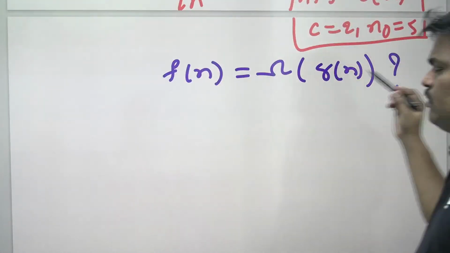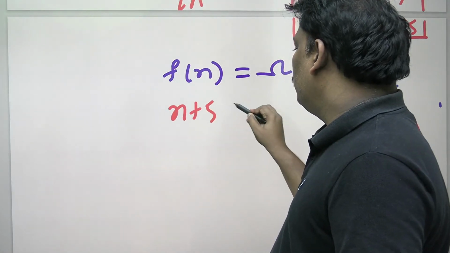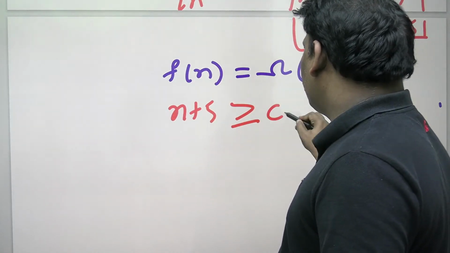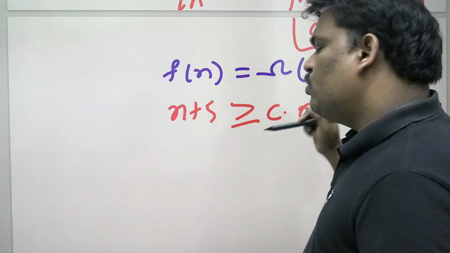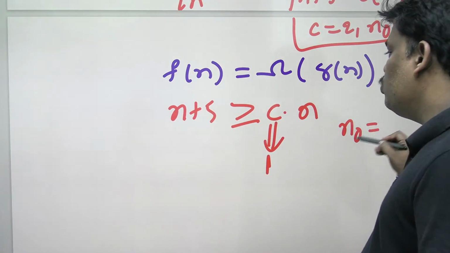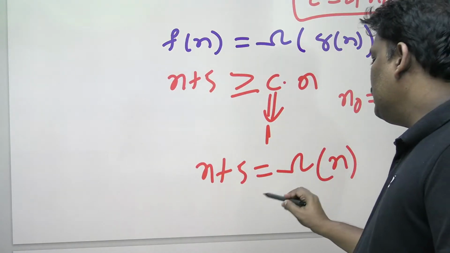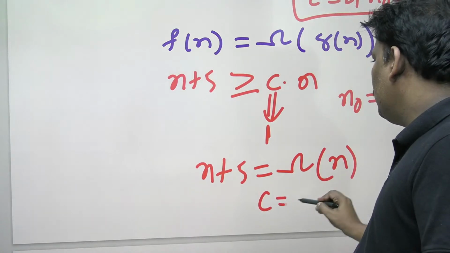Let's try this. Listen everyone, this is n plus 5. Omega means greater than or equal to some c into g of n, which is n. To be frank, comparing left and right, who is bigger? The left value. From which place onwards does it work? 1 onwards. So the conclusion: c value is 1 and n0 value is 1.